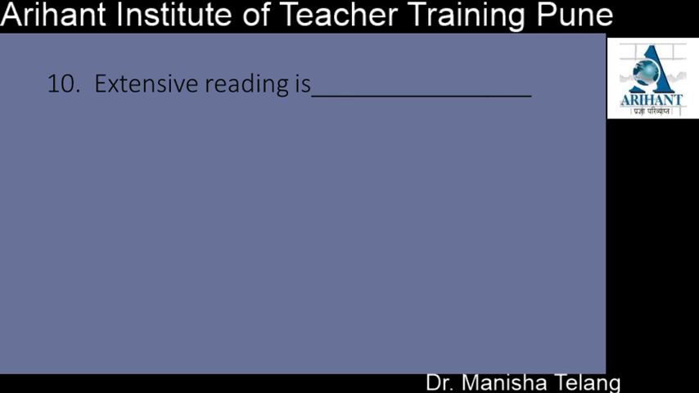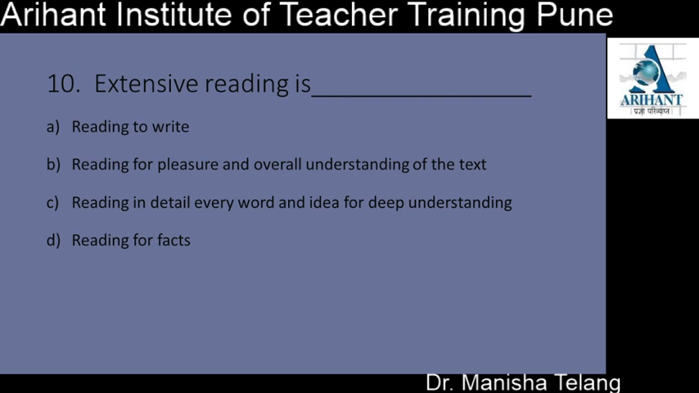Extensive reading is, options are: option A, reading to write, option B, reading for pleasure and overall understanding of the text, option C, reading in detail every word and idea for deep understanding, option D, reading for facts. And the correct answer is answer B, that is extensive reading is reading for pleasure and overall understanding of the text.